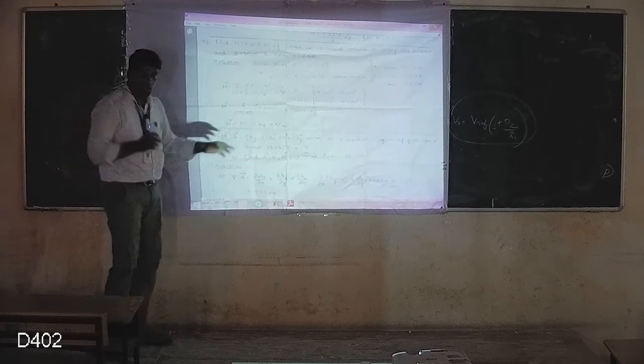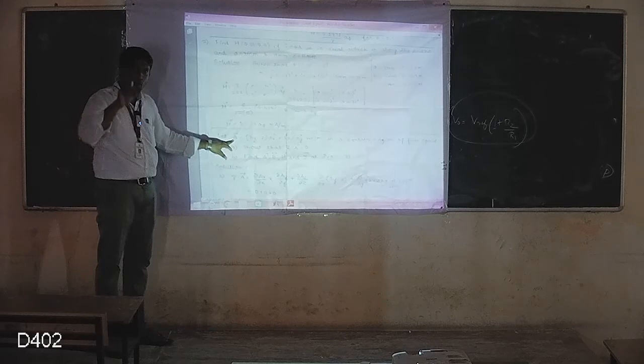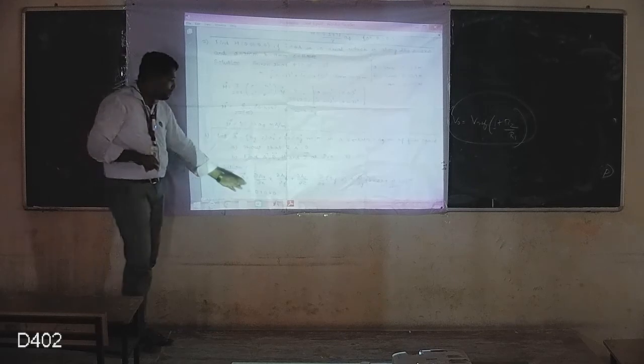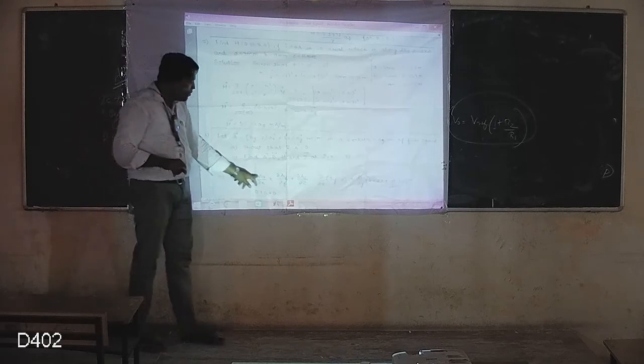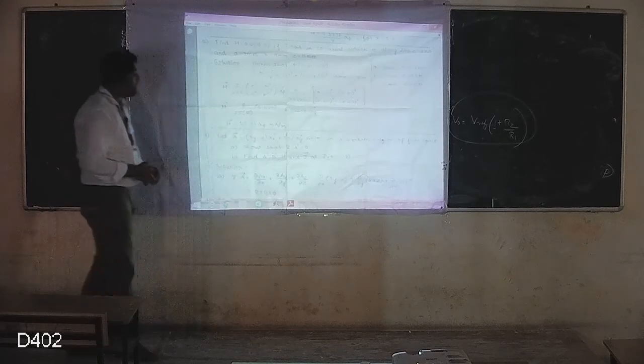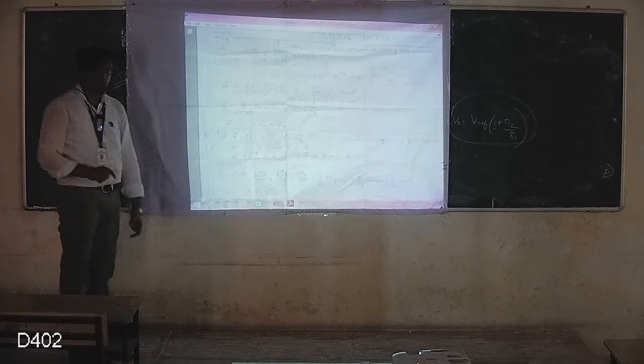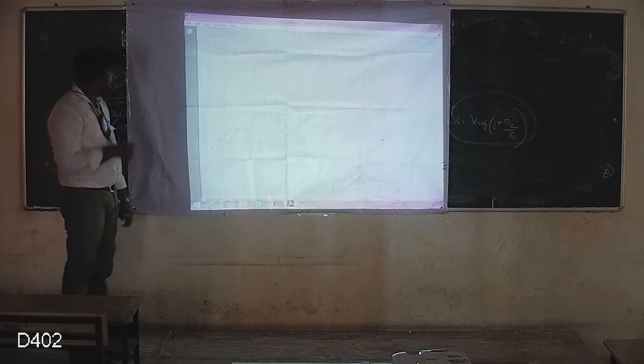We have to know the fact that A vector is related to the magnetic field. If I take the divergence, del Ax by del x plus del Ay by del y plus del Az by del z is equal to this amount, and therefore all will become 0. 0 plus 0 plus 0 becomes 0. So hence it is shown.